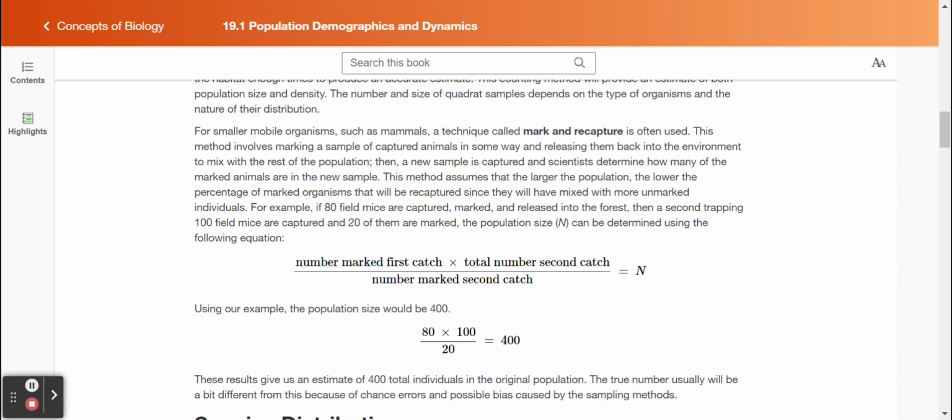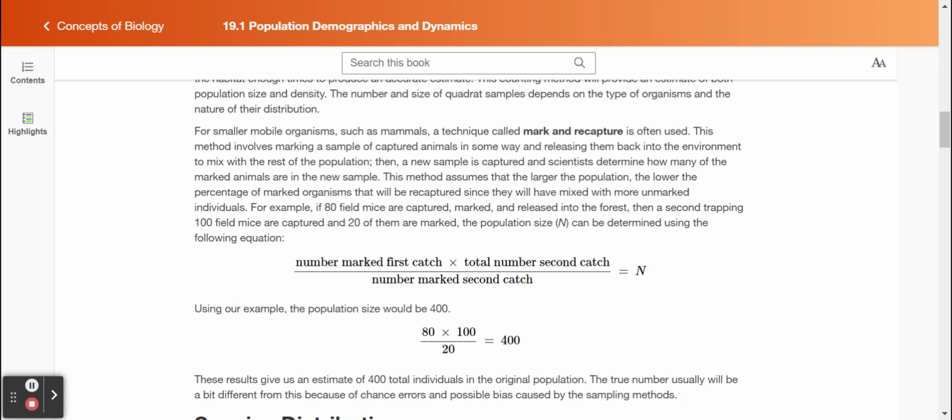For example, if 80 field mice are captured, marked, and released into the forest, then on a second trapping 100 field mice are captured and 20 of them are marked. The population size, n, can be determined using the following equation. The number marked in the first catch times the total number from the second catch divided by the number marked during the second catch is equal to the population size, n. So using our example, the population size would be 400.